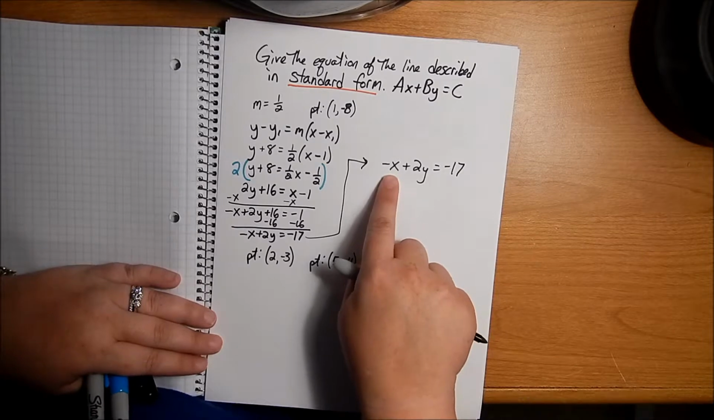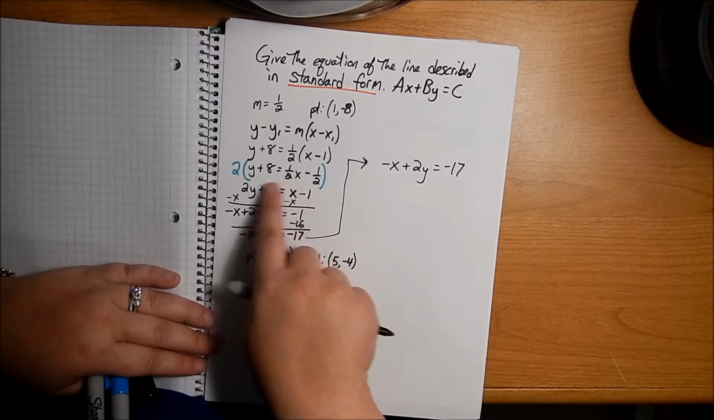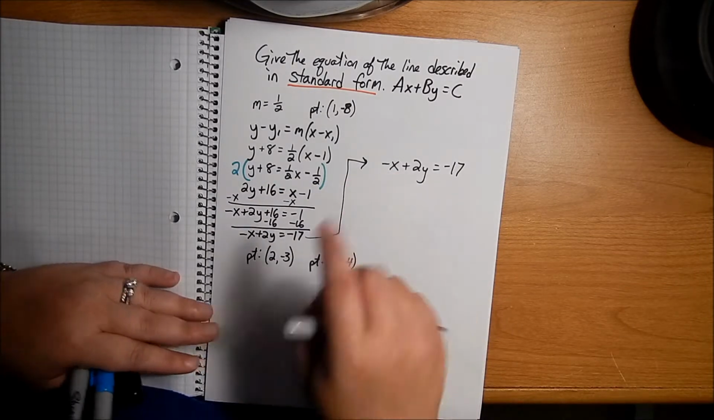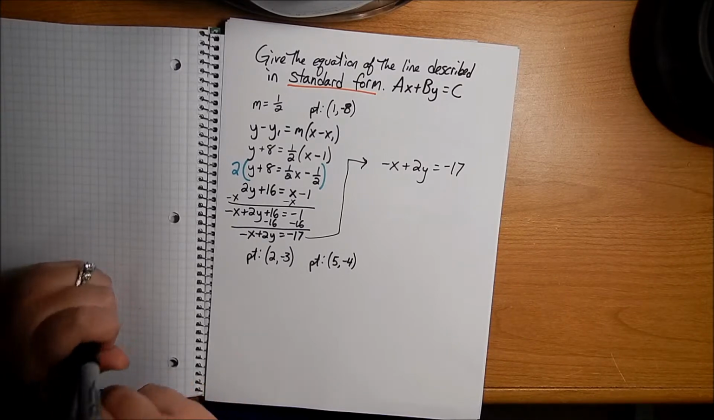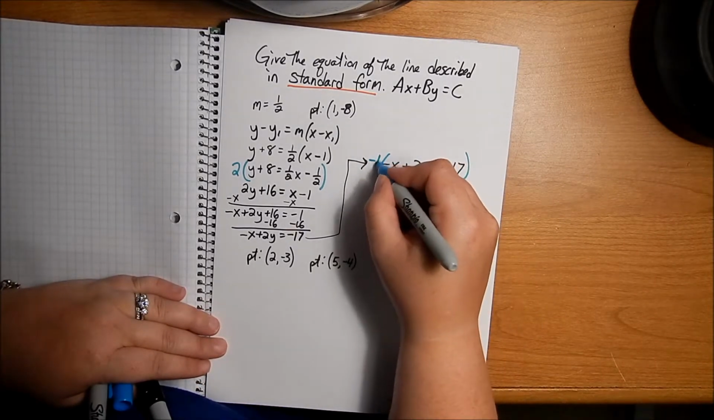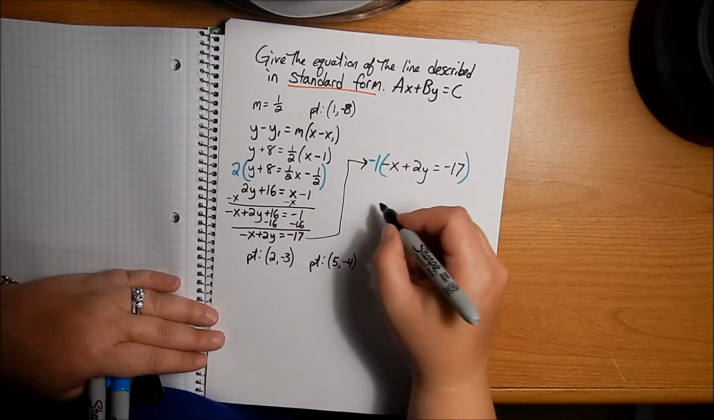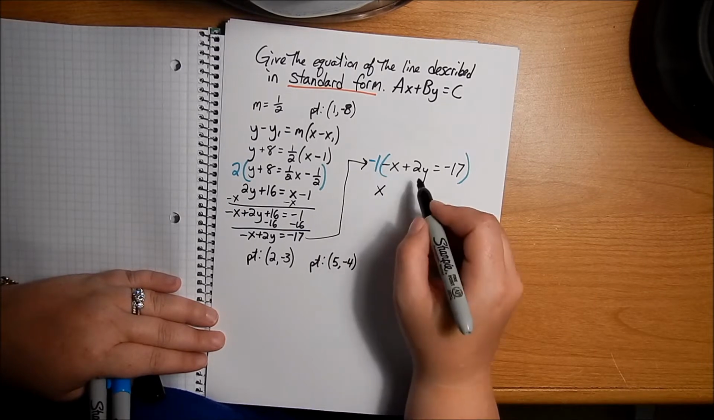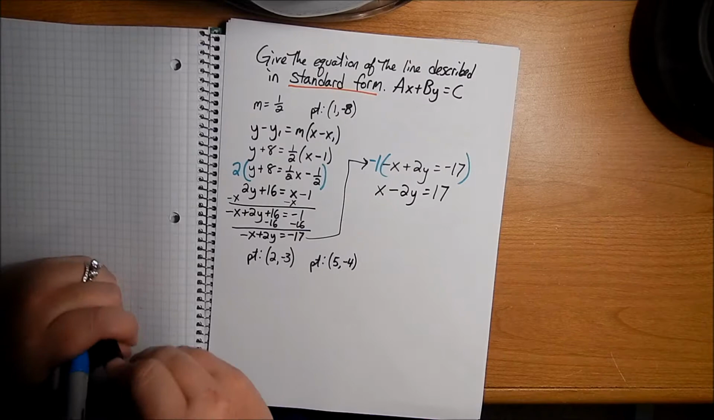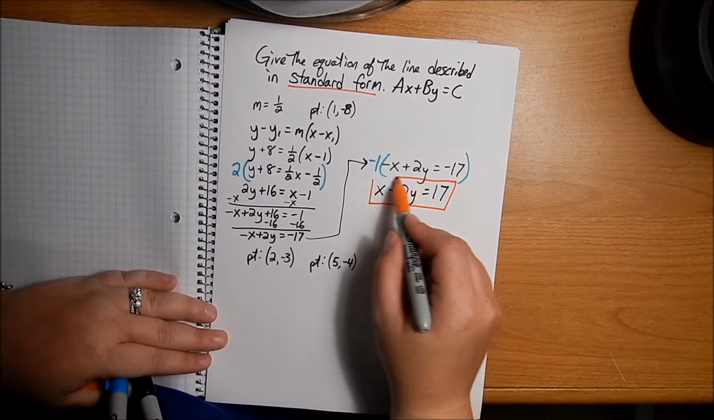If I want to turn this into a positive, I kind of follow the same trick that I did here. Here I multiplied everybody by 2 to get what I wanted. Here, if I want this to be positive, I can multiply the whole thing by a -1. Multiply everybody by a -1. So I'd get -1 times -x is now positive x minus 2y equals a positive 17. And there is a final answer. So it's in the right form.